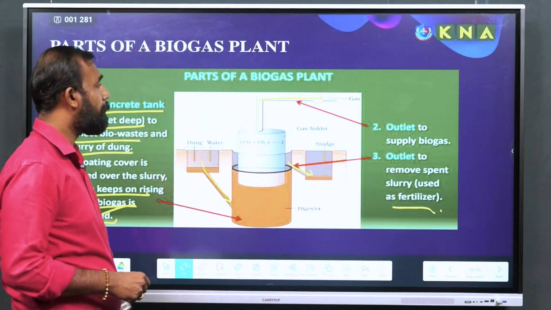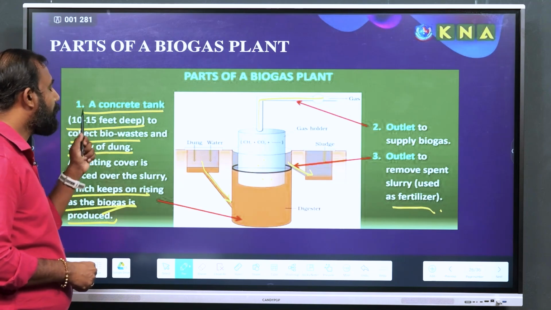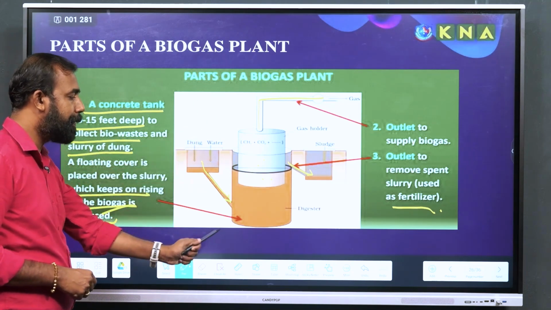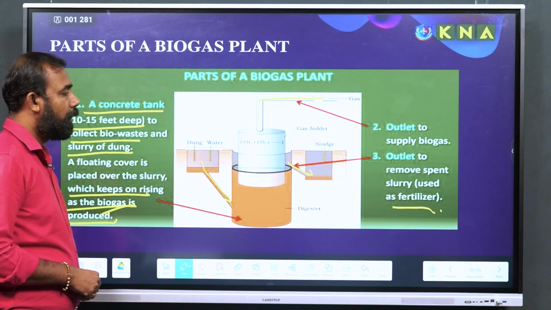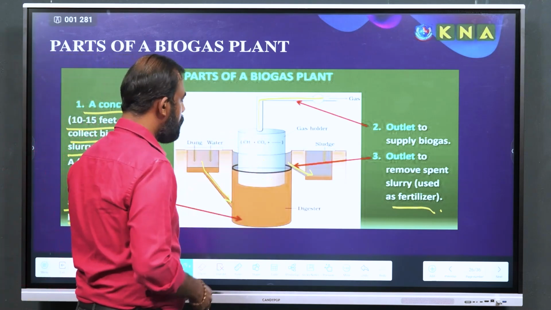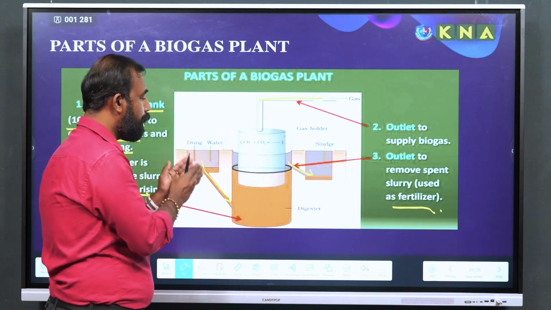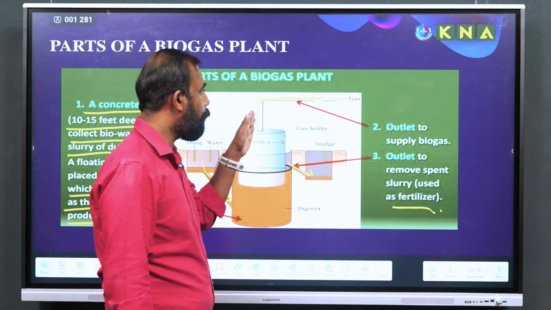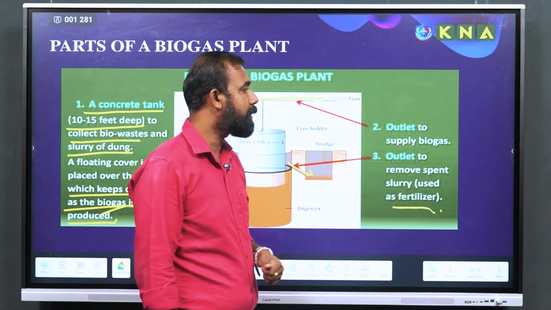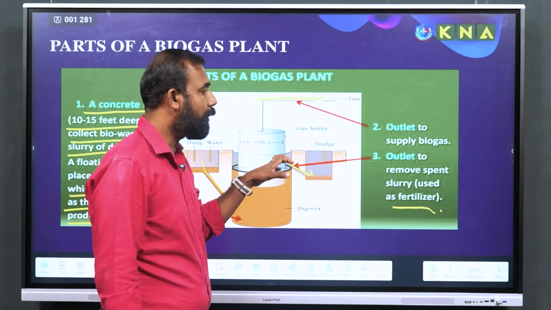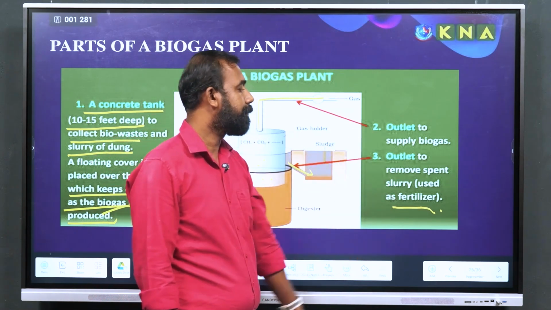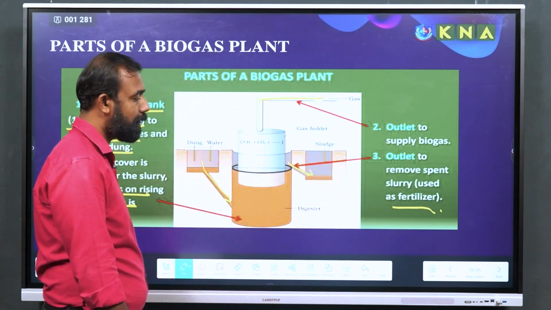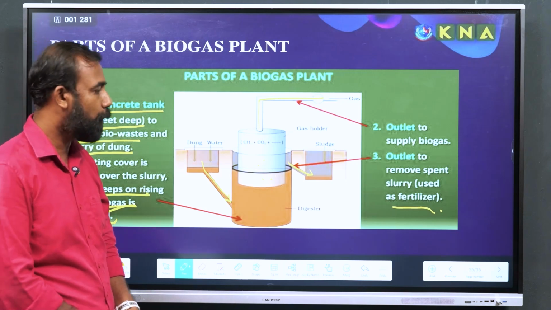So this is a biogas plant. A concrete tank 10 to 15 feet deep, and there is a floating cover. There is one inlet through which we provide dung and water, and there are two outlets. One outlet is to supply biogas and another outlet to remove spent slurry, and this is used as a biofertilizer. Clear? This is a biogas plant.